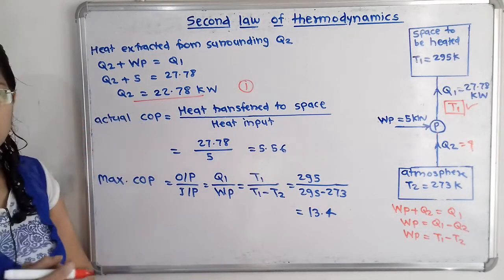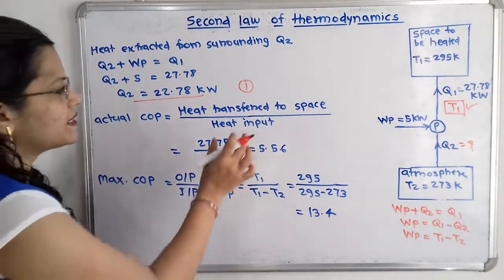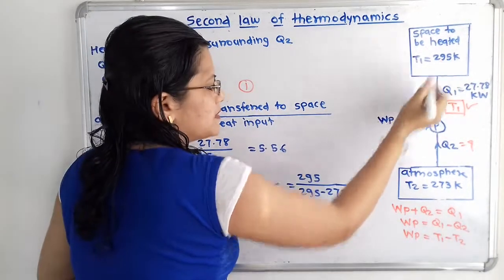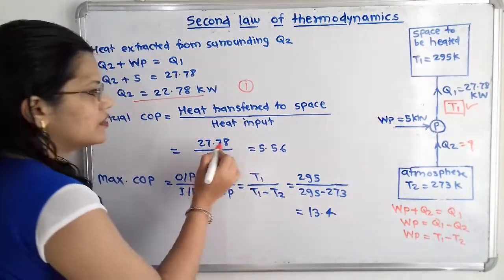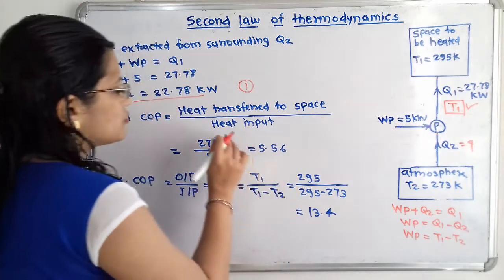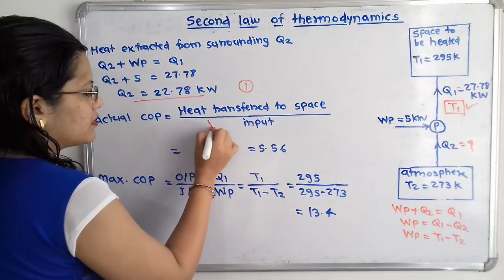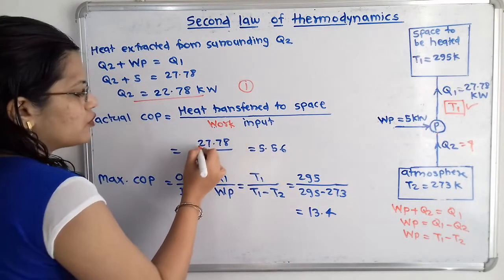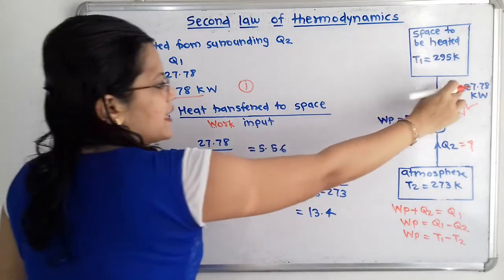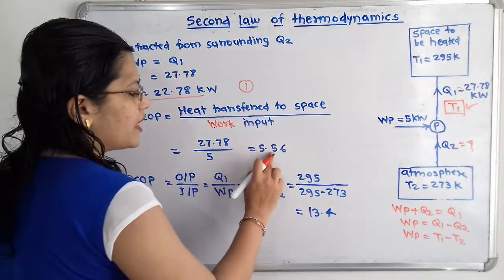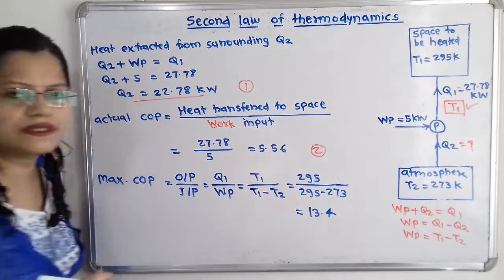Now what is the actual COP? The actual COP is the heat transfer to the space divided by the work input. So we write 27.78 divided by 5, which is equal to 5.56. So this is the answer to the second question.